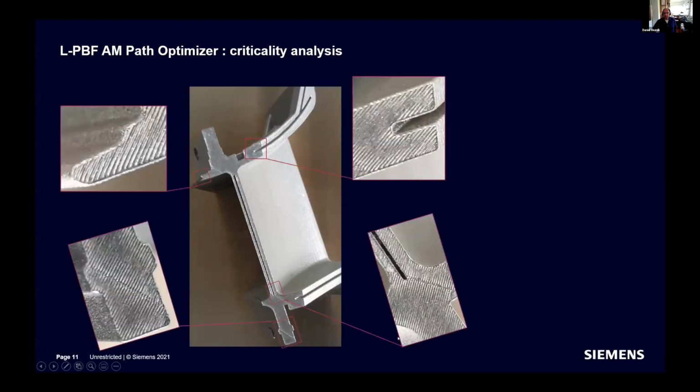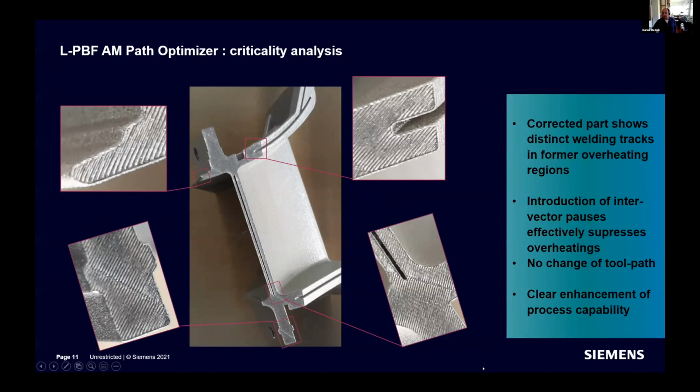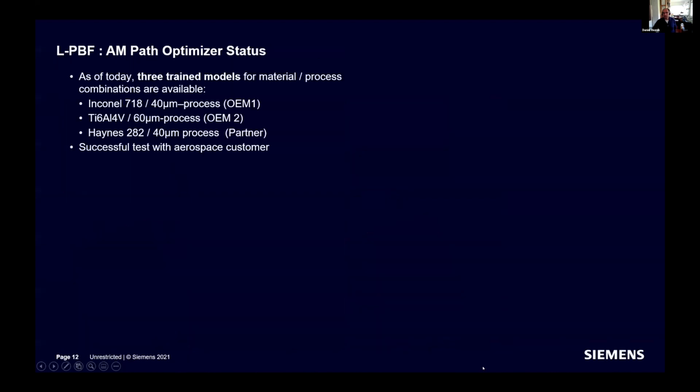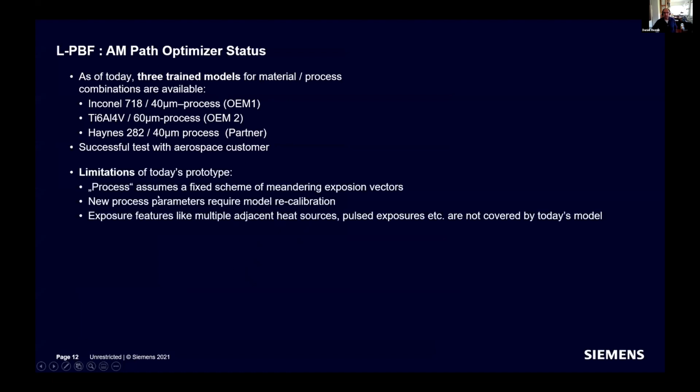And after the correction, introducing those fur vectors removes all those shiny areas from the part and gives you a clearly enhanced process capability. So as of today, we have a limited amount of trained models for material and process combinations. We have a successful test with an aerospace customer, but we have some limitations. The most severe one is that the process assumes a fixed scheme of the meandering exposure vectors, and new process parameters require model recalibration. We also do not catch some effects like multiple adjacent heat sources, pulsed exposures, etc.